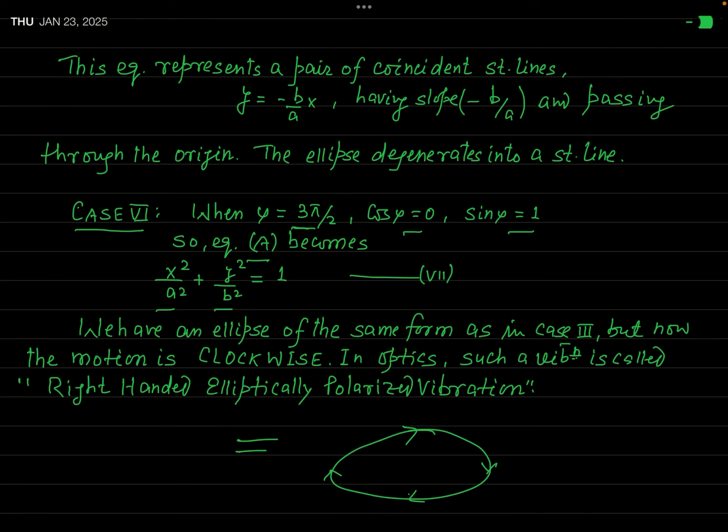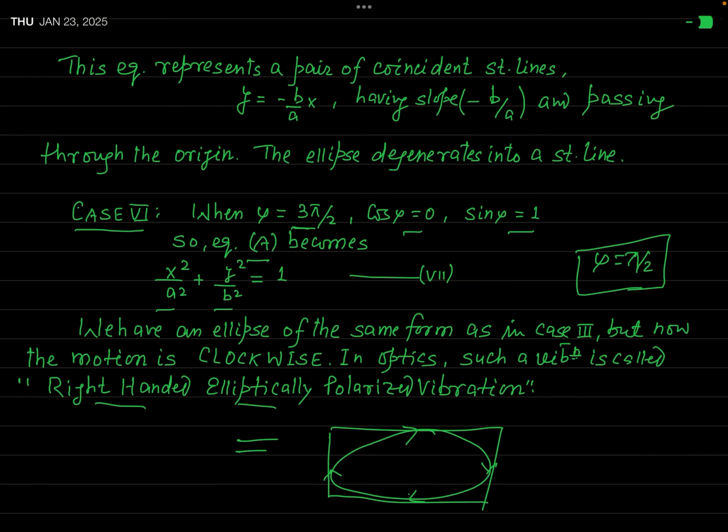So in this case, this ellipse will be traced out by the particle in clockwise sense. But we have seen in case 3, when phi was pi by 2, the ellipse was traced out by the particle in anti-clockwise sense. But in this case, when phi is 3 pi by 2, the ellipse will be traced out in clockwise sense, as I have shown it here. So in optics, such a vibration is called right-handed elliptically polarized vibration.